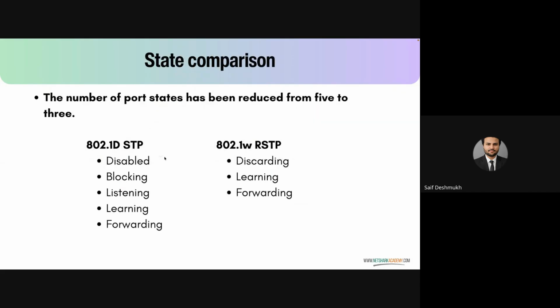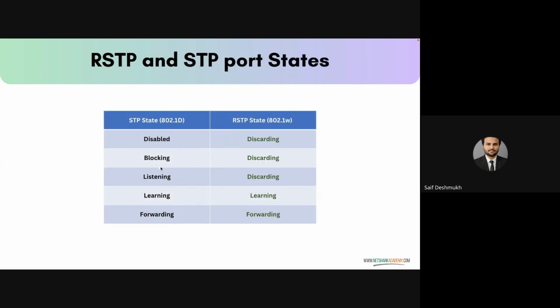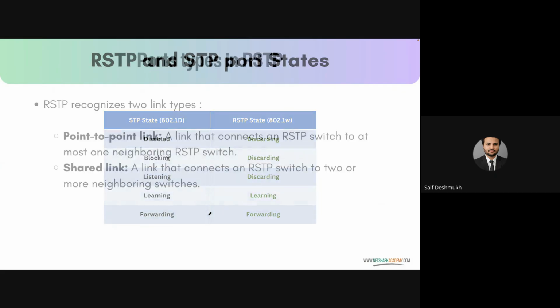So what happens is you had the disabled state. Look at this, you'll understand from here. In normal spanning tree, you have disabled, which is basically the interface going down. In rapid spanning tree, blocking is discarding. Listening is also discarding. So you have learning here, and forwarding is forwarding.